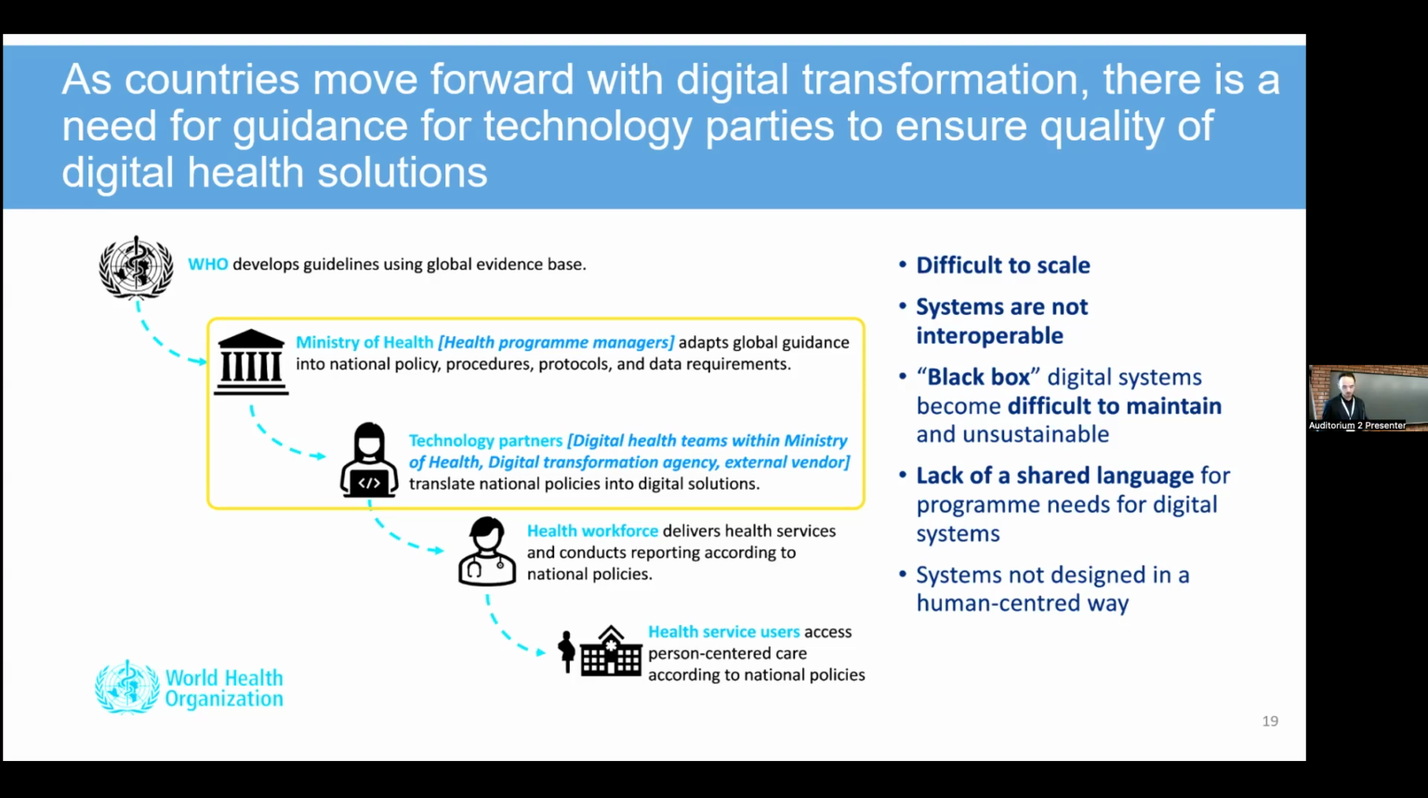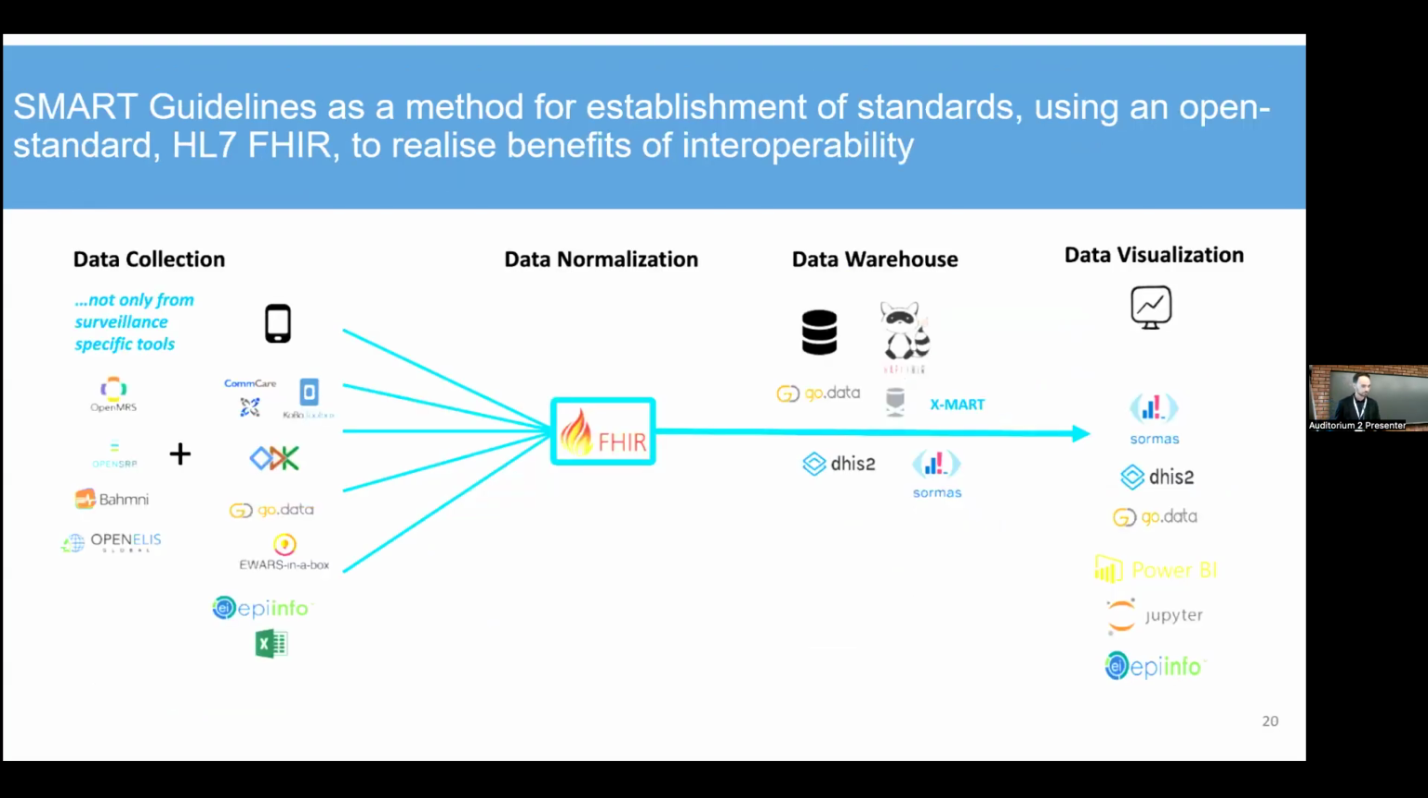So what we're trying to do is address this systemic breakdown in the translation of normative guidance into well-specified technical requirements for implementation partners. So the SMART guidelines approach is one such way of achieving the strategic architectural shift from a reactive integrative model to a proactive standard-based ecosystem.